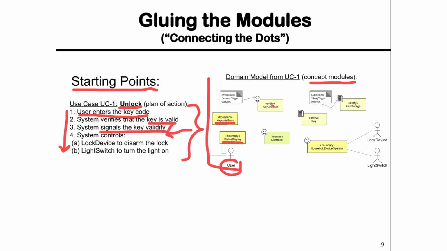For instance, here we identified an entity called key checker. The reason we came up with this concept called key checker is that it says the system verifies that the key is valid. So the object responsible for verifying the validity of this key should be something with a name related to key checker. You can also say key validator or key verifier or something like that.